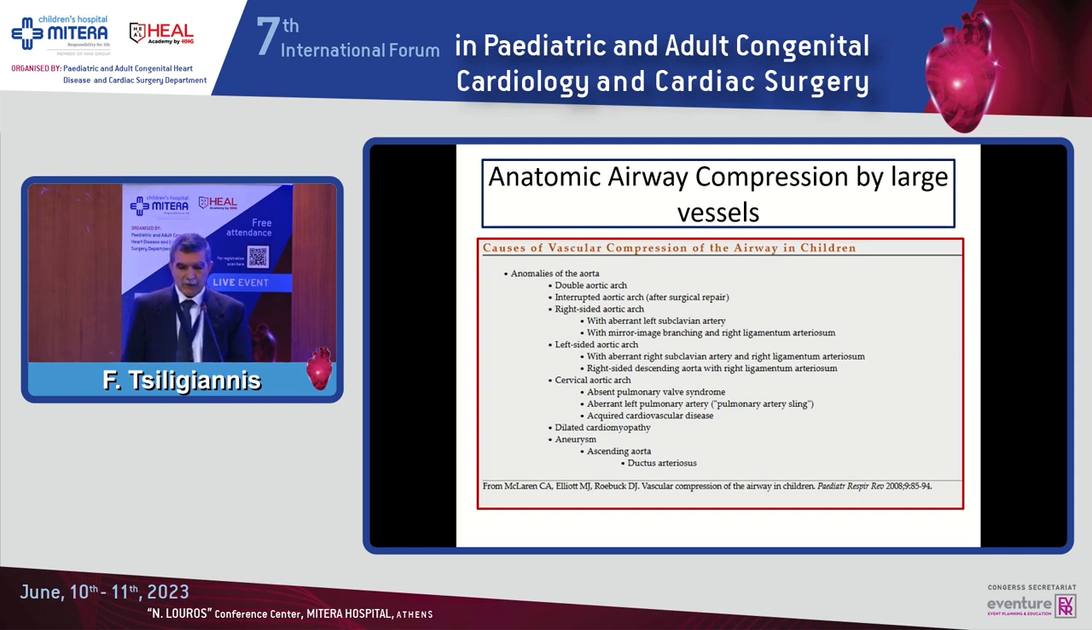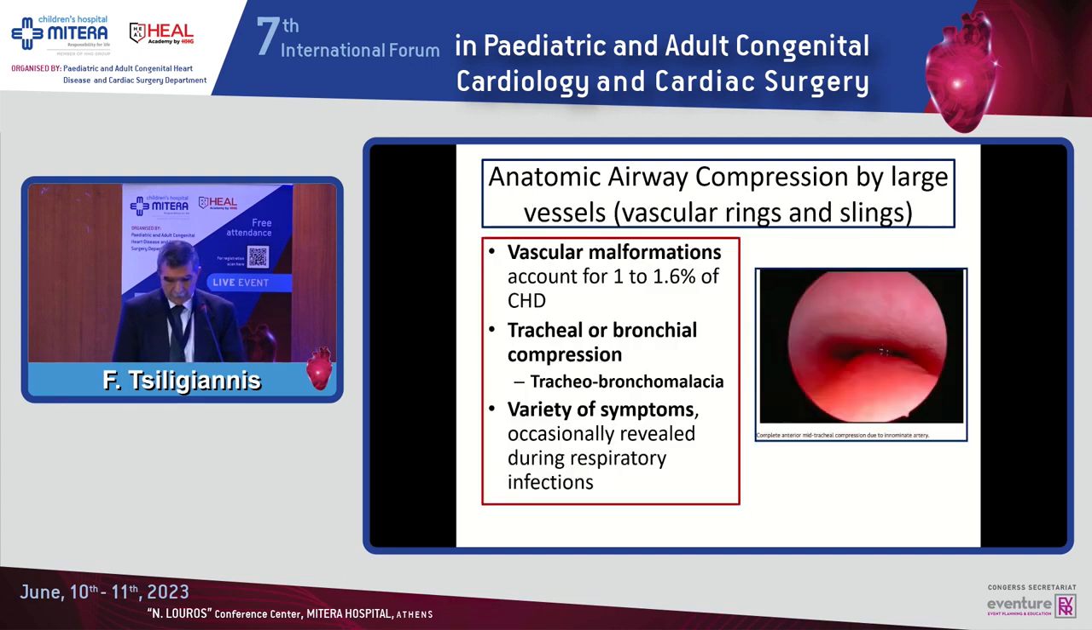Anatomic airway compression by large vessels is quite common, and there is a whole list of abnormalities that can lead to that. First of all, we know that some of these lesions are described as vascular rings or slings. They account for 1 to 1.5% of congenital heart diseases. They cause tracheal or bronchial compression. They present with a variety of symptoms, and occasionally they are revealed during a respiratory infection where the diagnosis is made for the first time.